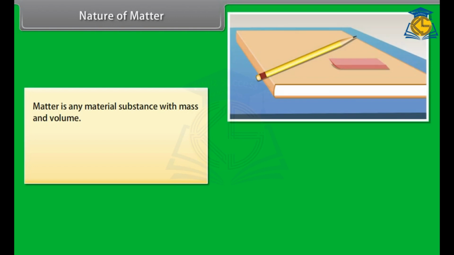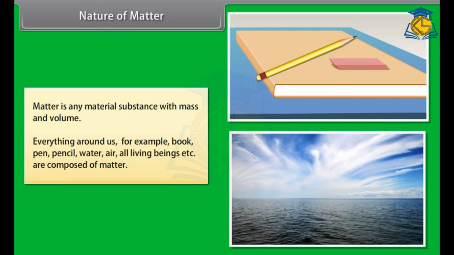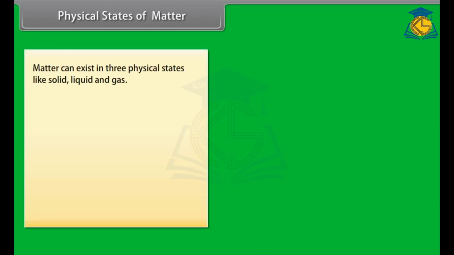Nature of matter. Matter is any material substance with mass and volume. Everything around us, for example, book, pen, pencil, water, air, all living beings, etc., are composed of matter. Physical states of matter. Matter can exist in three physical states like solid, liquid, and gas.